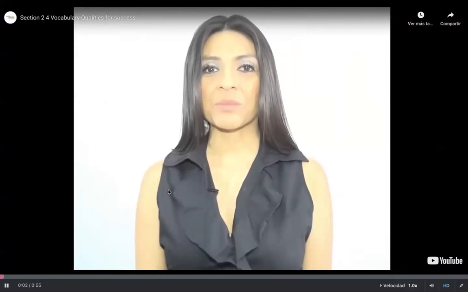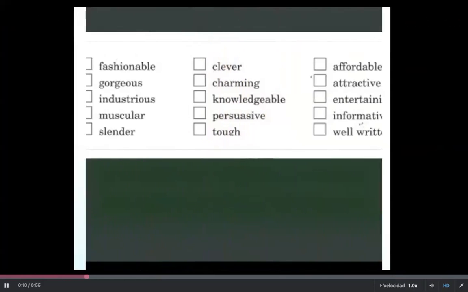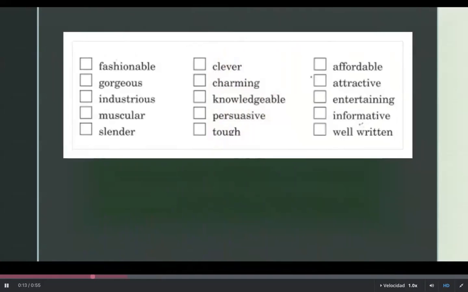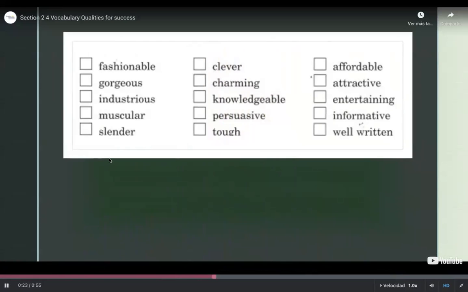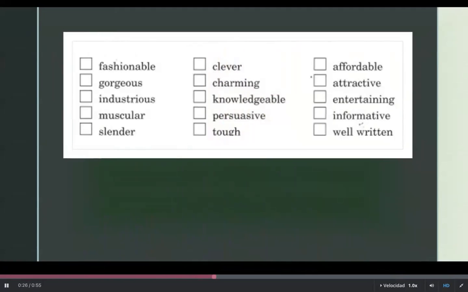Hi, what qualities are important for success? Listen to the following list of adjectives that will help you describe qualities you feel are most important. Fashionable, gorgeous, industrious, muscular, slender, clever, charming, knowledgeable, persuasive, tough, affordable, attractive, entertaining, informative, well-written.